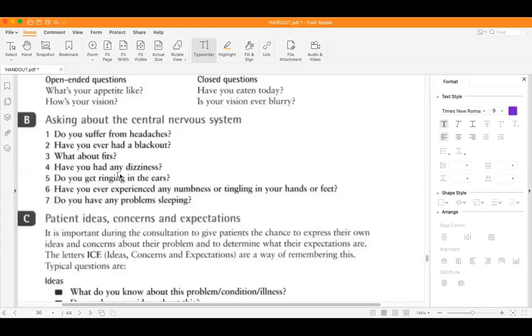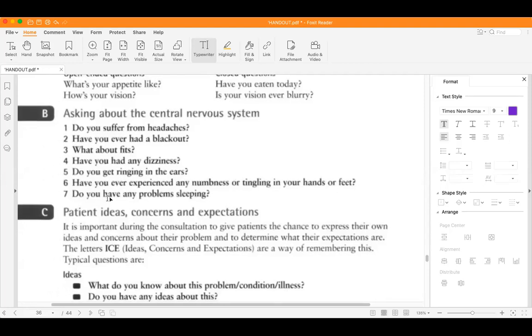Have you had any dizziness? Do you get ringing in the ears? Have you ever experienced any numbness? Numbness means that you don't feel any sensation in a specific part for a temporary time. This is called in Arabic التنميل, or tingling in your hands or feet. Do you have any problems sleeping?